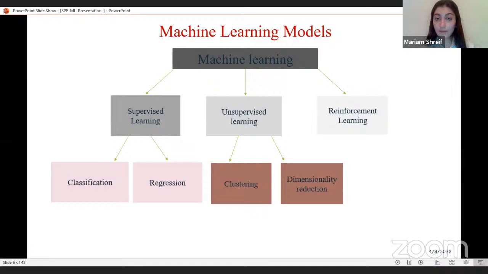And finally, we have reinforcement learning. For reinforcement learning, we use algorithms to teach the model through trial and error, and then we try to establish a reward for the best outcome that we get.